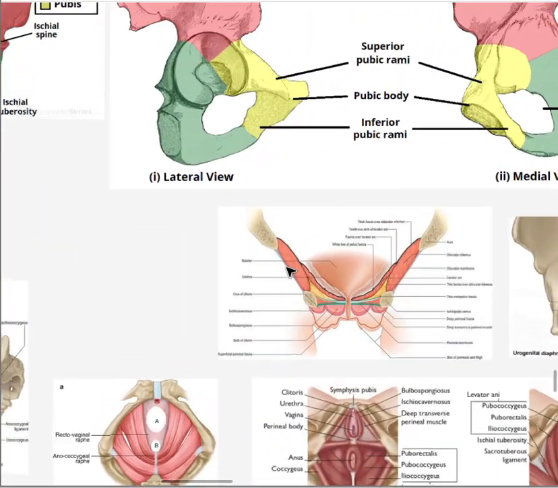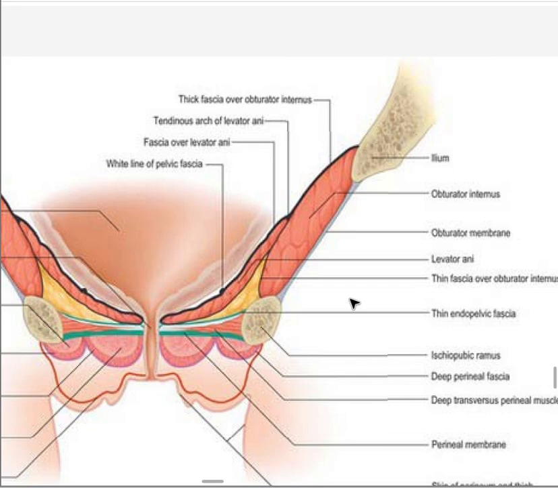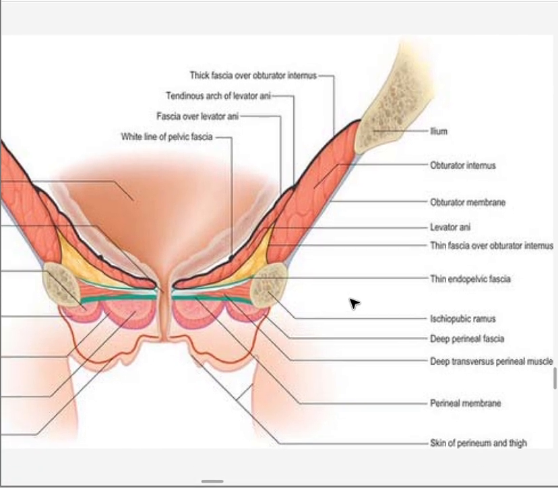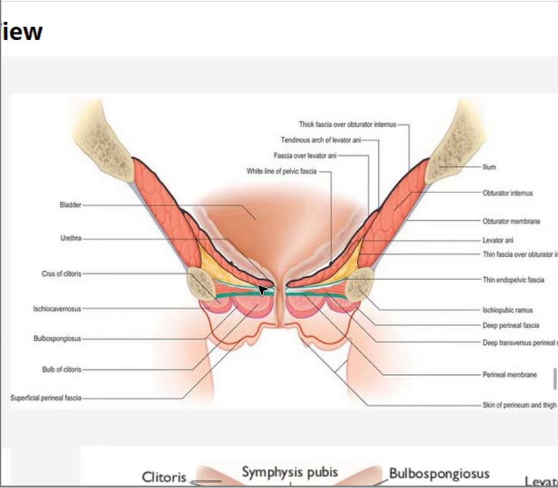Let me show that to you. This white line, remember that white line of pelvic fascia. So the pubococcygeus comes up from the pubic bone and the anterior part of the tendinous arch of the pelvic fascia, this white line. And the ileococcygeus, on the other hand, if I can see it here, not really. I'm going to show it to you in a different picture.